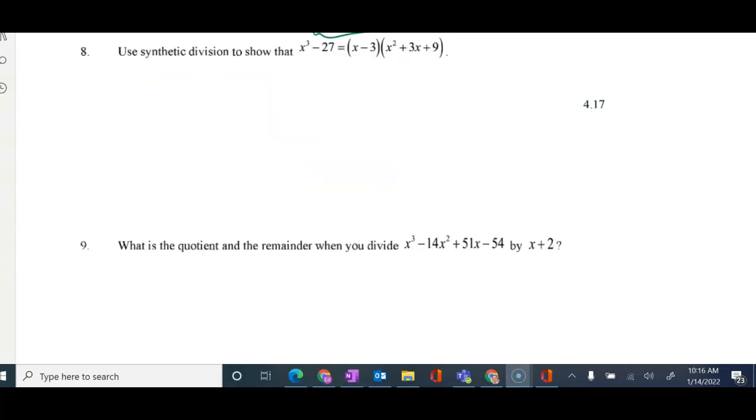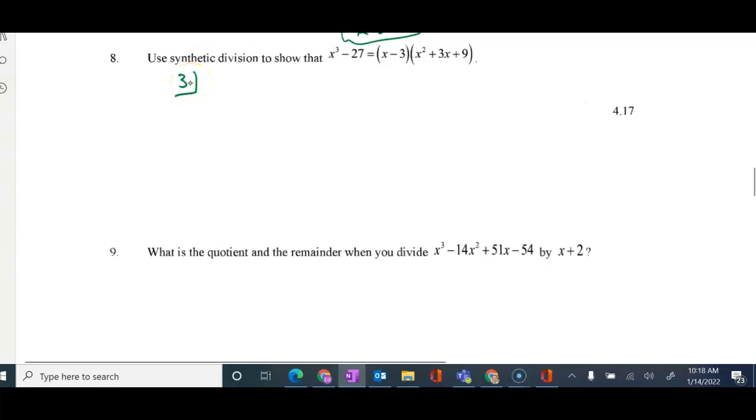I'm going to use synthetic division to show that the difference of two perfect cubes factors as a binomial times a trinomial in the form that we're used to seeing. But how can you use that? Okay, that means that if we divided this by this, this should be our quotient, so that the divisor times the quotient with a remainder of 0 would equal the dividend.